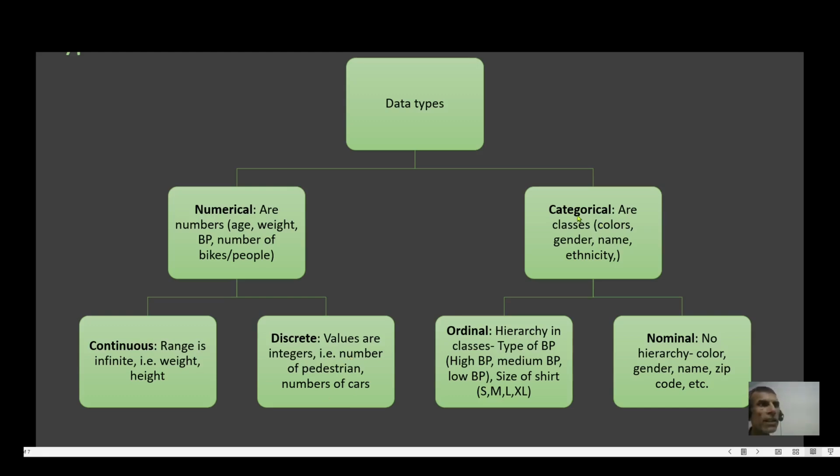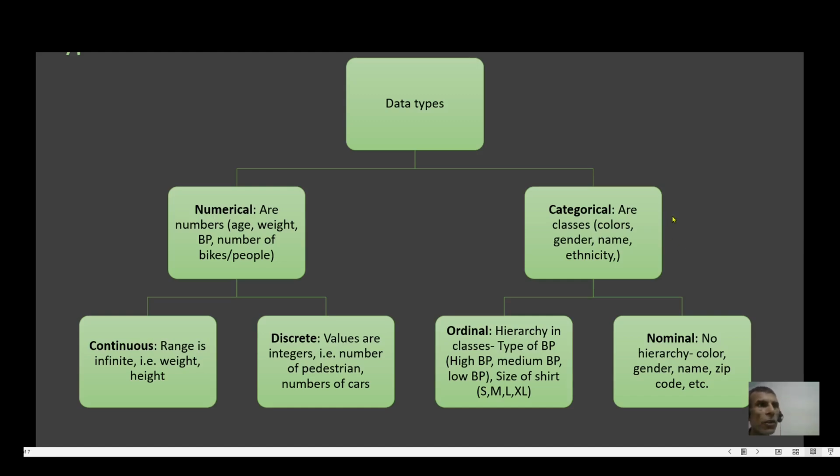All right, then let's come to categorical. Categoricals, basically think of them as classes. For example, colors. If you have a column of colors, let's say red, green, blue, these are your categorical data. Gender, male or female, that will be your categorical. Name, by the way, is also categorical. Ethnicity, whether you're Hispanic, Caucasian, that will be your categorical.